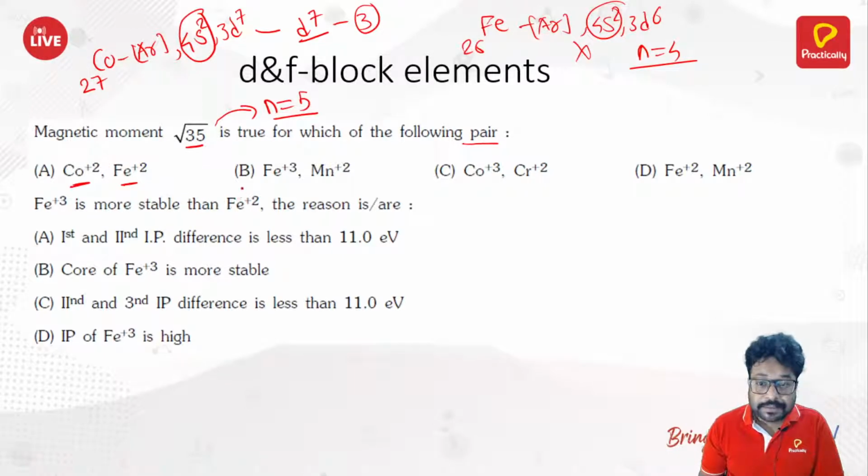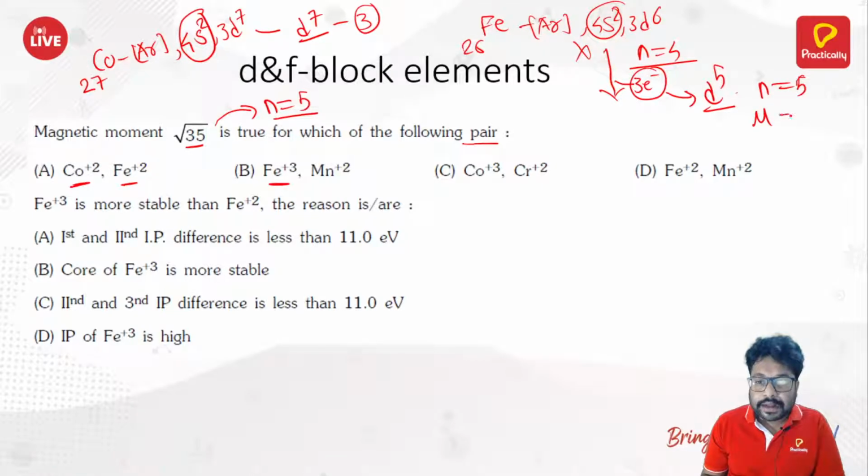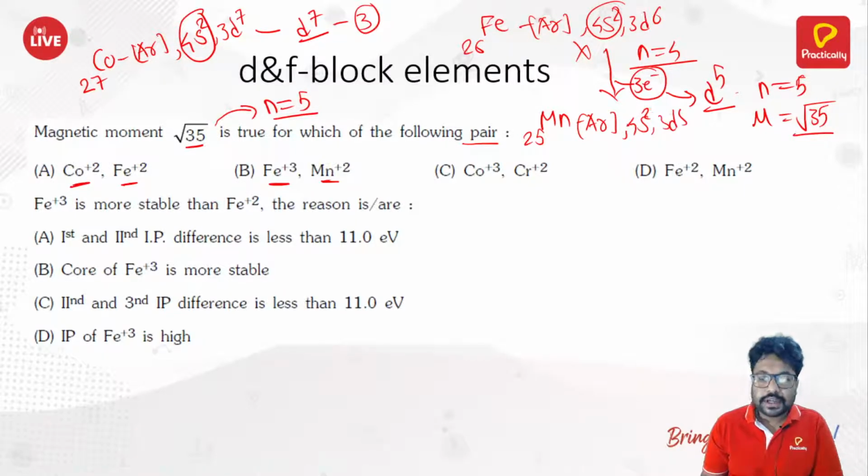Then Fe plus 3. Just look at here. You are removing 3 electrons here. So 2 electrons from s are gone, 1 electron from d is gone. So you have got d5. Right? And d5 means N is equal to 5. N is equal to 5 means magnetic moment is equal to root 35. Right? That is why it must be option B. Let's check it for manganese also. Manganese atomic number 25. Electronic configuration argon 4s2 3d5, out of which it is plus 2, right?